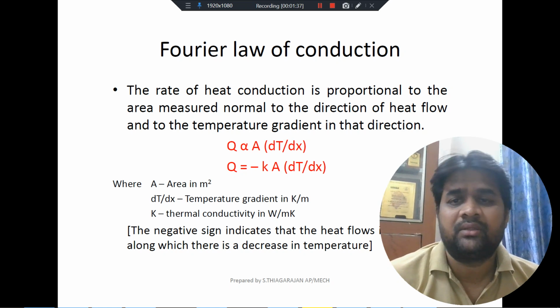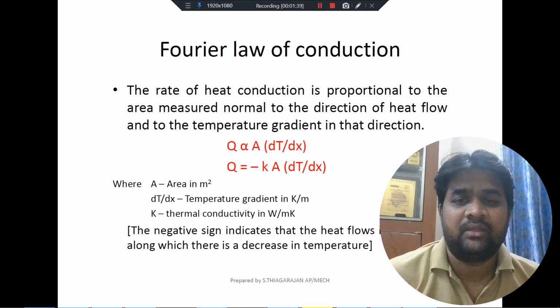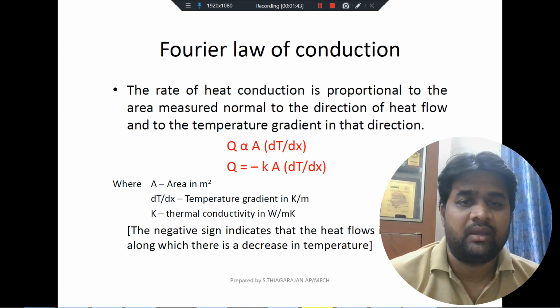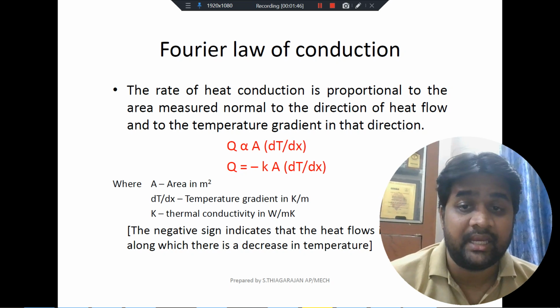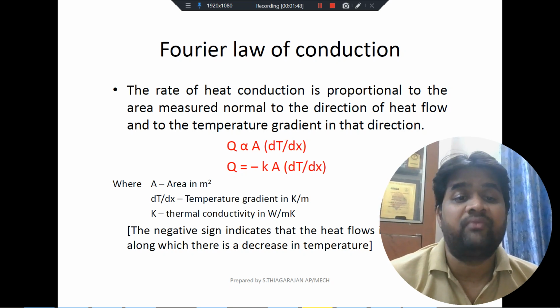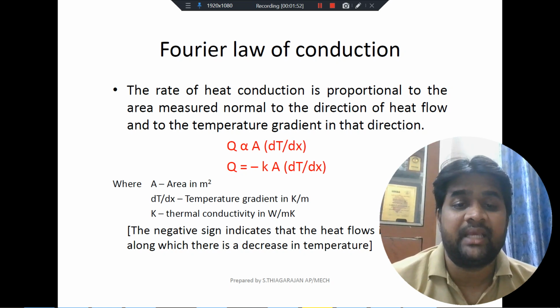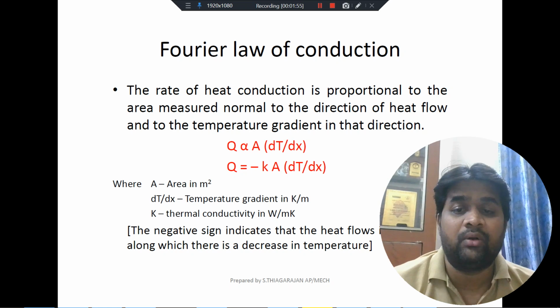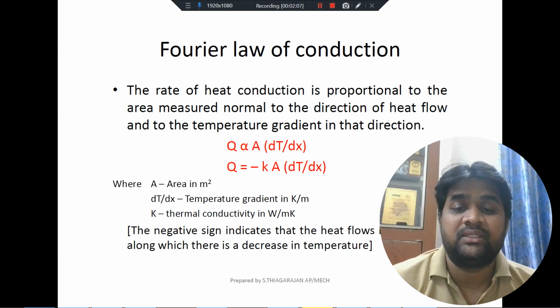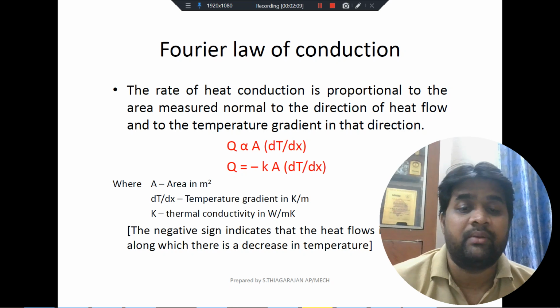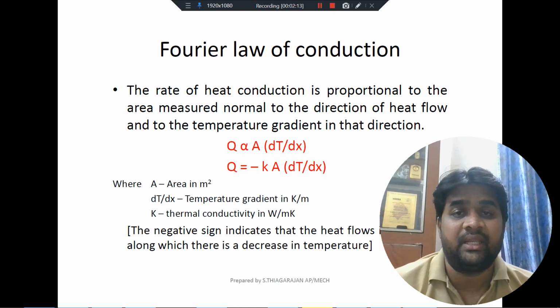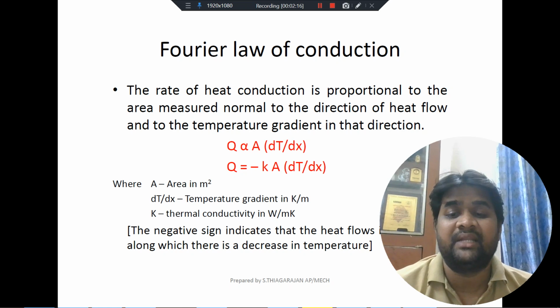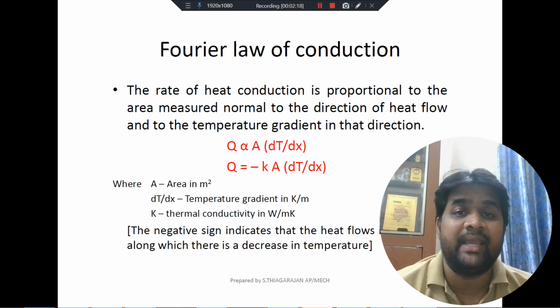The governing equation for conduction is Fourier law of conduction. It states that the rate of heat transfer through conduction is directly proportional to the area measured normal to the direction of heat flow and to the temperature gradient in that direction. It is denoted as Q is directly proportional to A dT divided by dx. The proportionality can be removed by the constant minus k. So the final equation is Q is equal to minus kA dT divided by dx. k is the thermal conductivity of the material, and this negative sign indicates the heat flow from higher temperature to lower temperature.